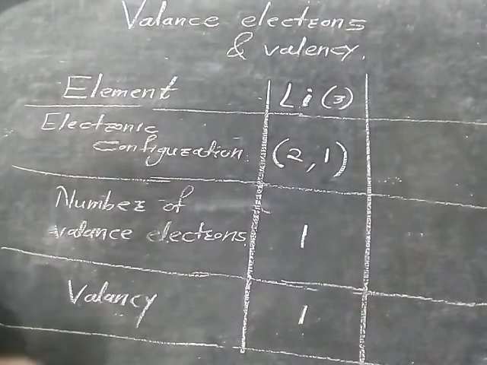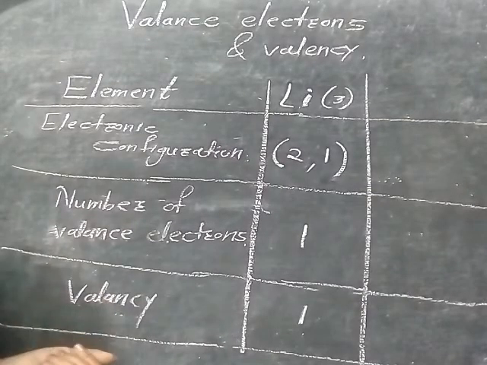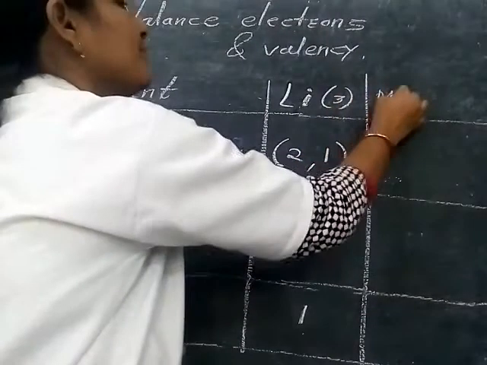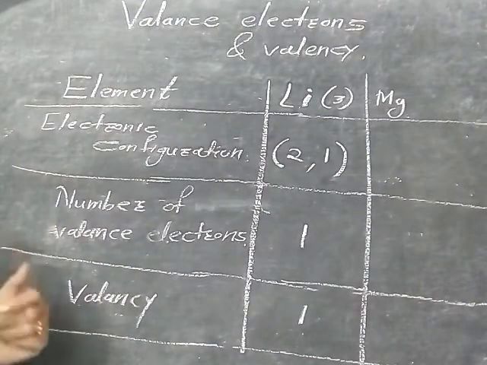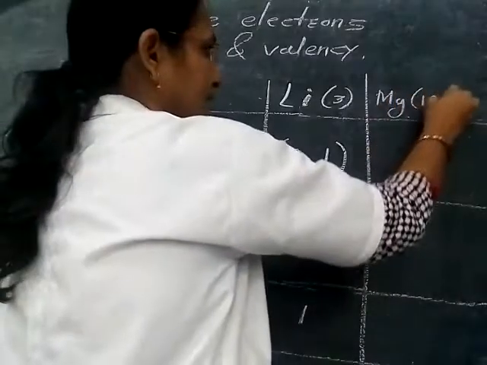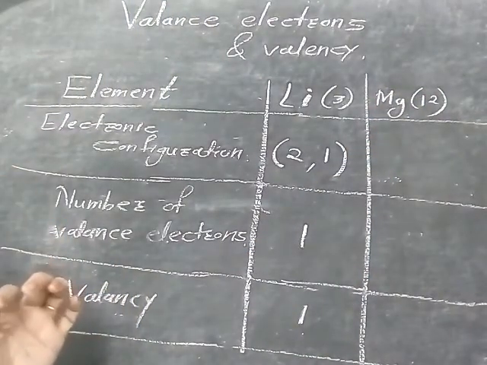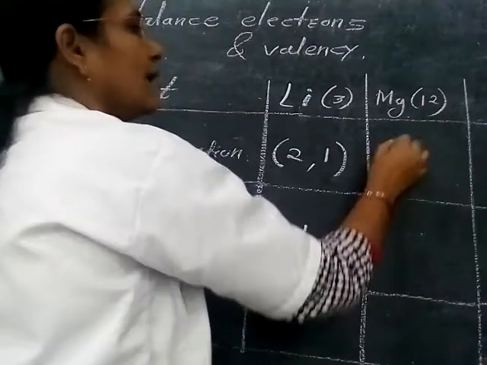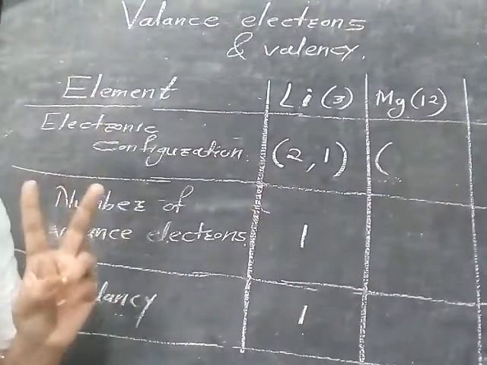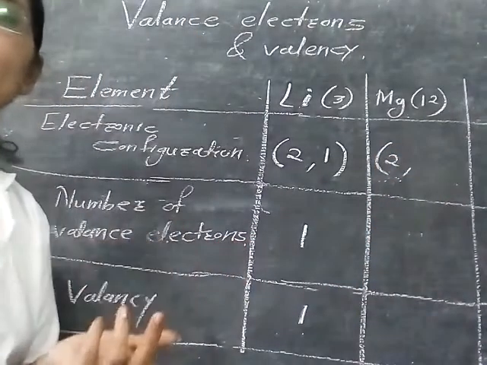Now we take the next example, magnesium, Mg. Its atomic number is 12, which means the number of electrons is also 12. Again first we write the electronic configuration. In the first shell there are 2 electrons, the capacity is 2. In the second shell the capacity is 8 electrons.